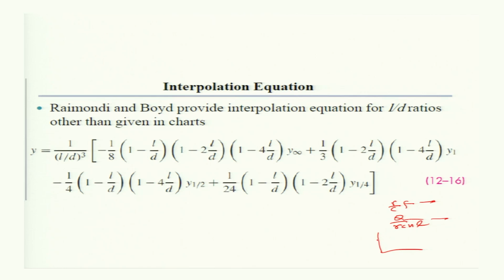So, if that value is known to us for an L by D ratio equal to infinity, what is the value of y? For an L by D ratio equal to 1, what is the value of this particular y? And this y will be this flow variable. So, you can use this formula also to get your variables or the performance parameters corresponding to a particular L by D ratio.